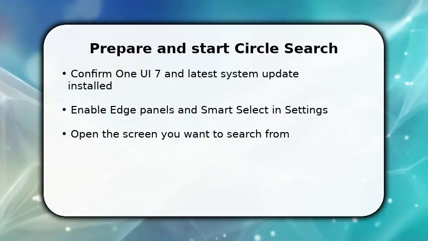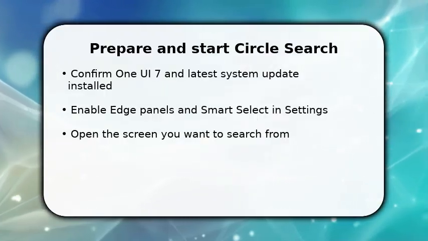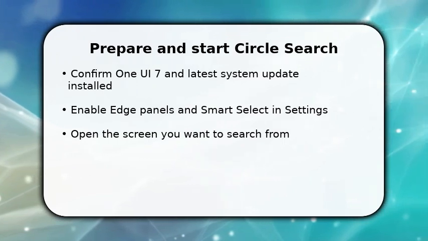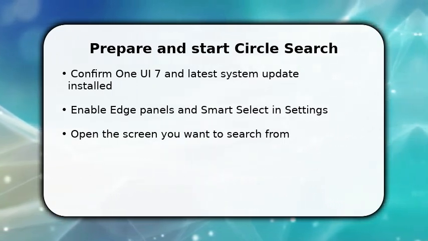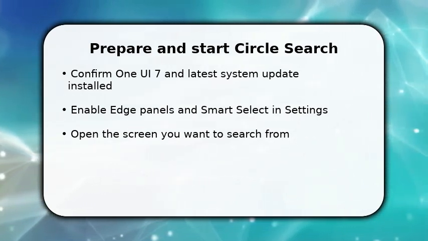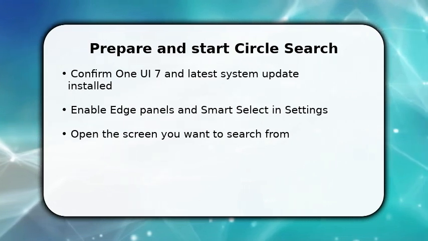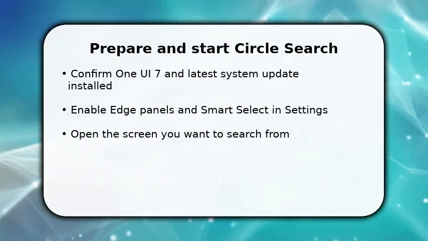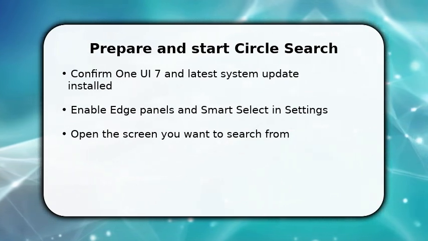Enjoy the video. You'll begin by making sure your phone is ready, One UI 7 installed and updates applied. Once done, enable Edge panels and Smart Select in settings so the circle tool appears. Then open the exact app or page you want to query. You're not setting preferences, you're launching the tool immediately.